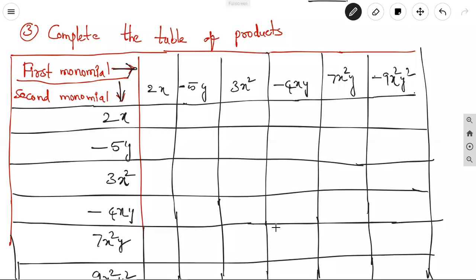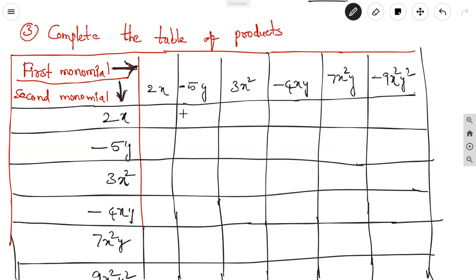The chapter is algebraic expressions and identities. In the second exercise, third question: complete the table of products. This is the first monomial, and the one downwards is the second monomial. We can multiply two monomials. The product means multiply two monomials.